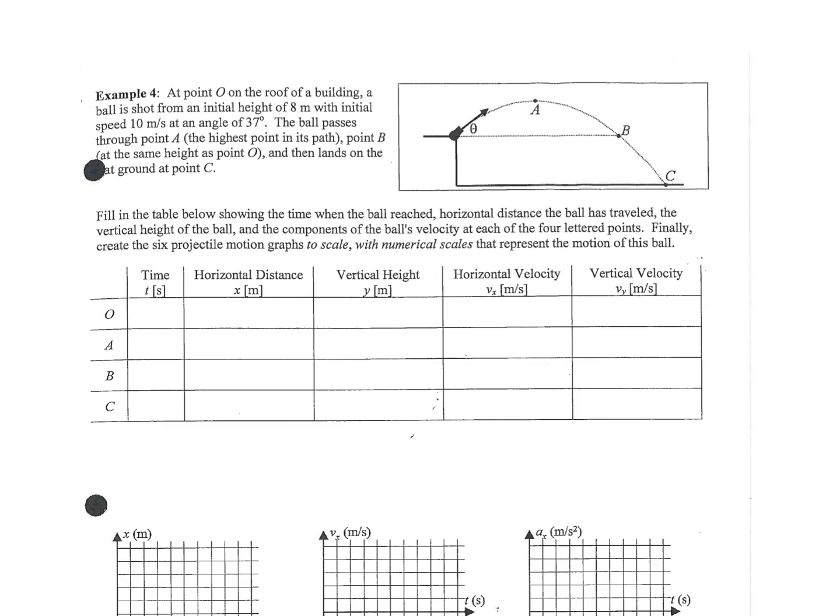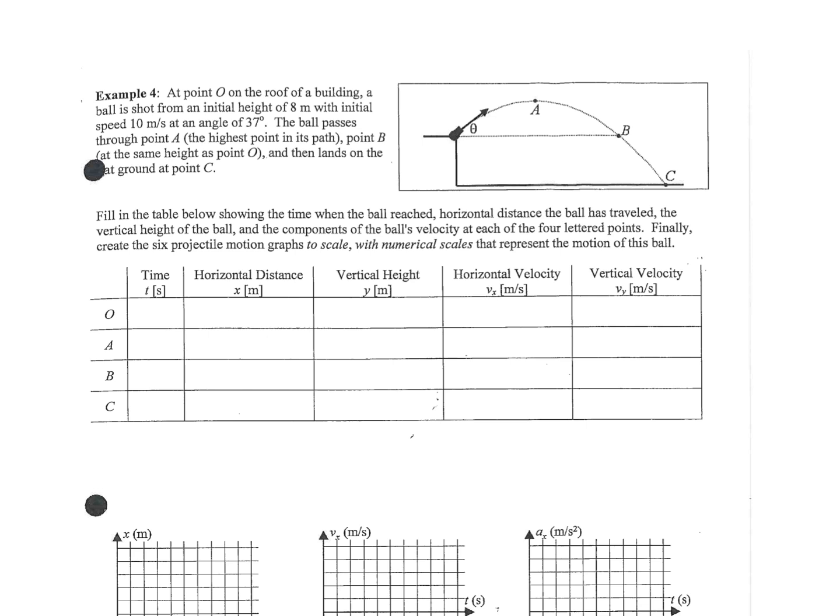So now, last example here, example 4. Point O on the roof. We have a ball shot from an initial height of 8 meters with an initial speed of 10 meters per second at an angle of 37 degrees. The ball passes through point A.